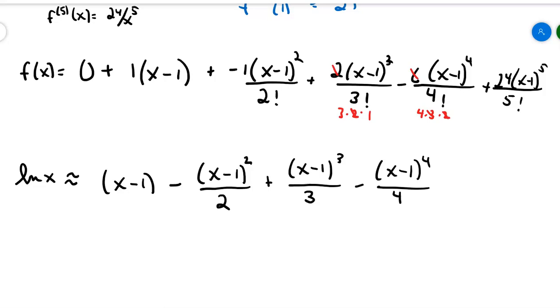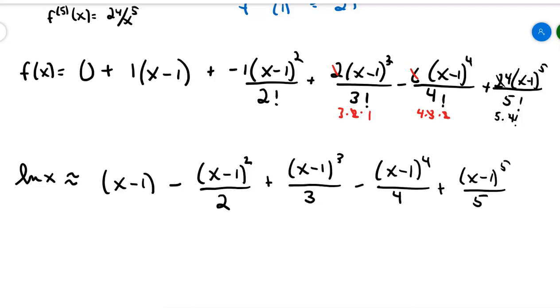And yep, if you said that 5 factorial is 5 times 4 times 3 times 2 times 1, that 24 is 4 factorial, so those two things cancel out. And I'm left with a plus x minus 1 to the fifth over 5. Right? So this is a 5th degree, or 5th order, Taylor polynomial because it stops at degree 5. It doesn't go any further than that. And that's why I use that approximate sign, because this is not exactly the natural log of x, but it's kind of close to the natural log of x.